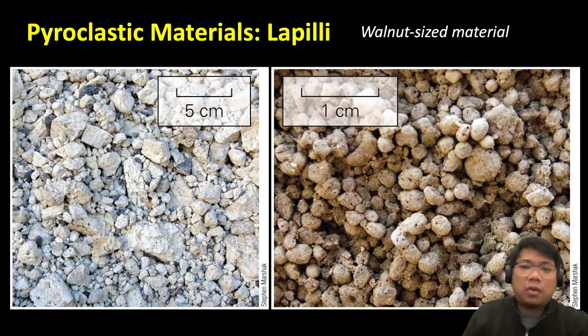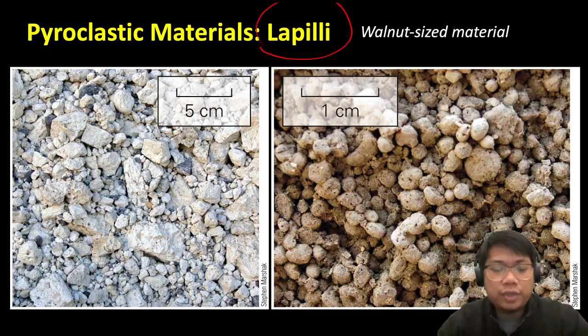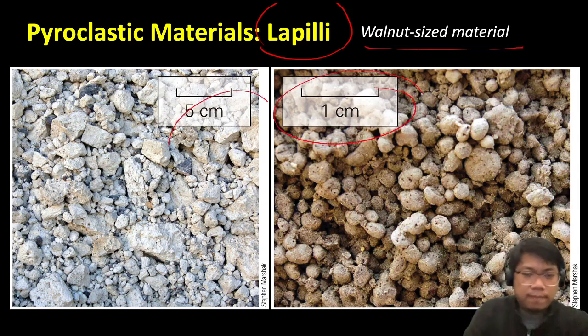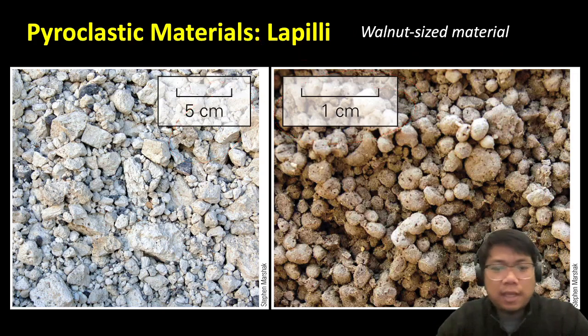These materials are called lapilli. These are slightly coarser than volcanic ash. It has walnut-sized material right here, as you can see here. Compare with this with the scale that I provided on the picture.